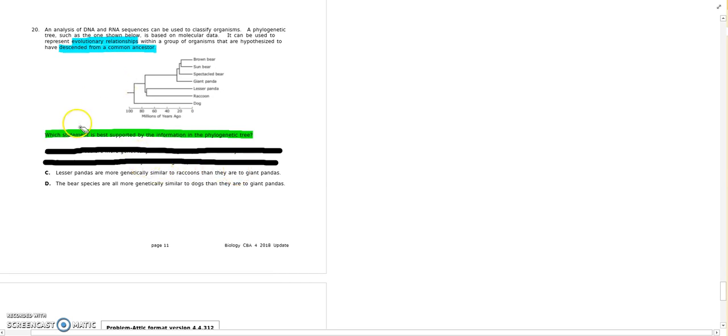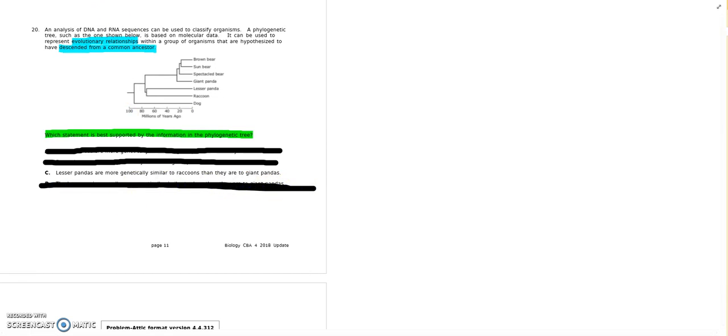Well, we just traced that out, and we saw that that is true. I'll go ahead and read answer choice D, though. We always read through all the answer choices. The bear species are all more genetically similar to dogs than they are to giant pandas. Well, no, because some are related to giant pandas. So, no. Get out of here, D. So, my only answer choice here is C.